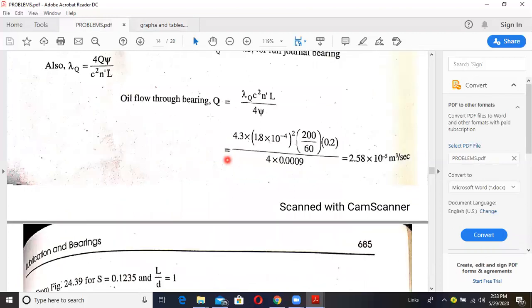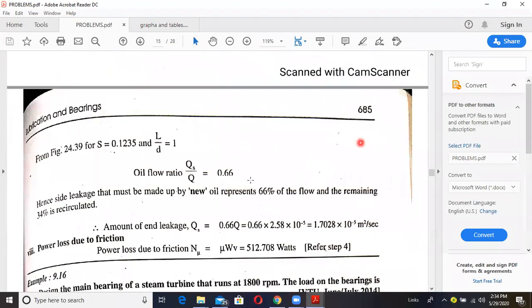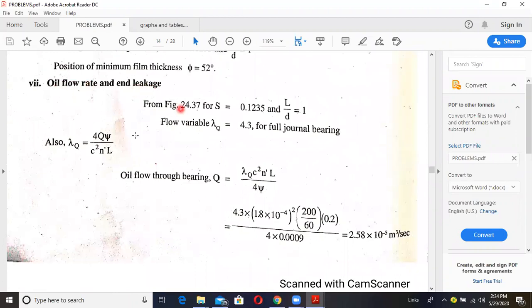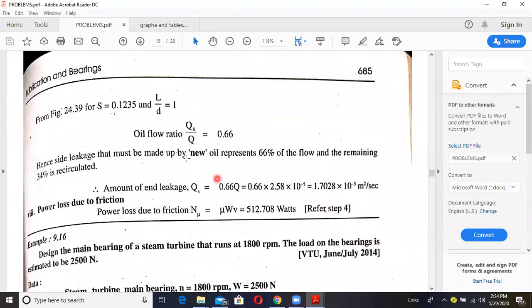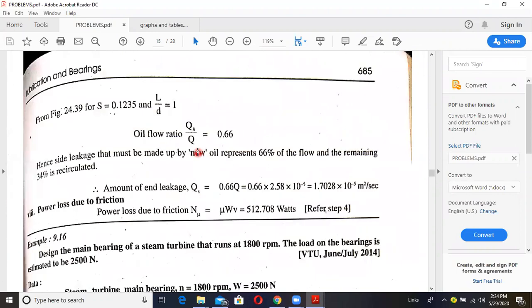Now, from the previous step we got Q, which is 2.5 into 10 to the power of minus 5, cross multiplied by 0.66. Then we can calculate the end leakage. In this way, we calculate oil flow rate Q and end leakage QS by using figure 24.37 and figure 24.39.